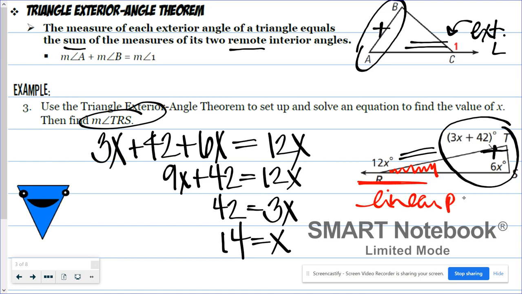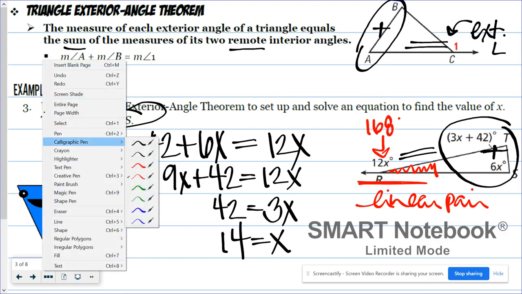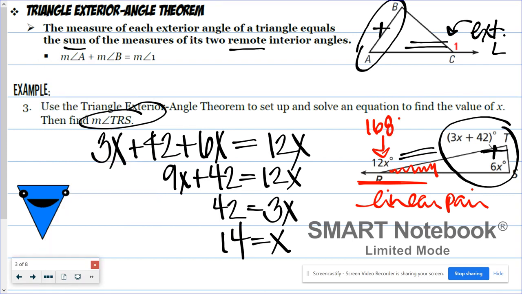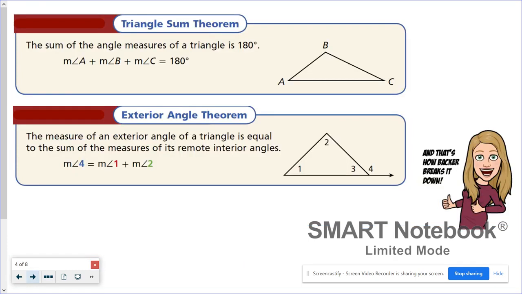So remember, linear pairs are supplementary, so I can calculate the measure of the exterior angle R by going 12 times 14, and that's 168. And then I can subtract from 180 to get the measure of the angle that I'm trying to find. So 180 minus the exterior angle gives me 12. That's the measure of angle TRS. And so there you have it.